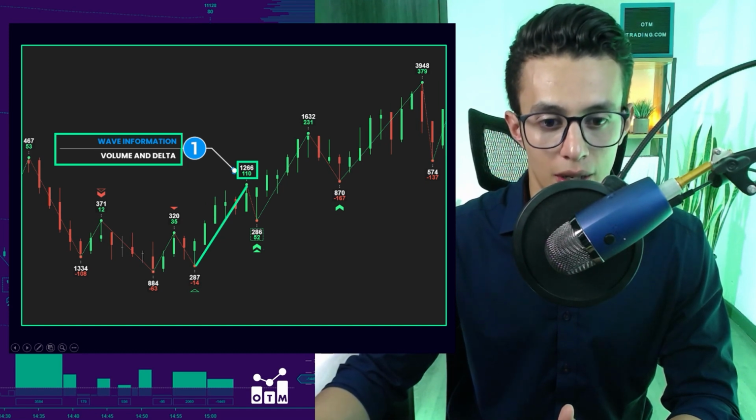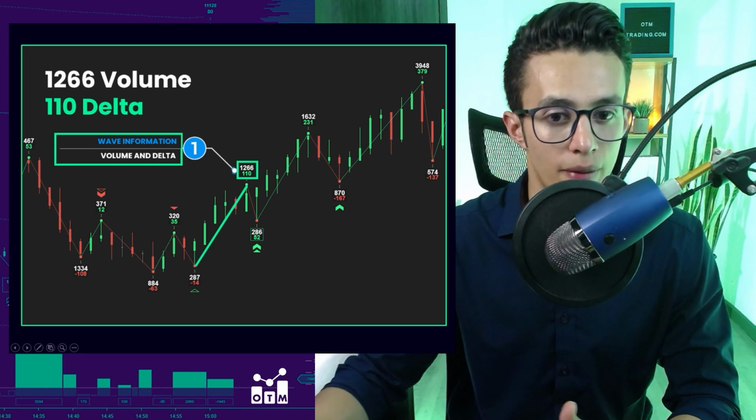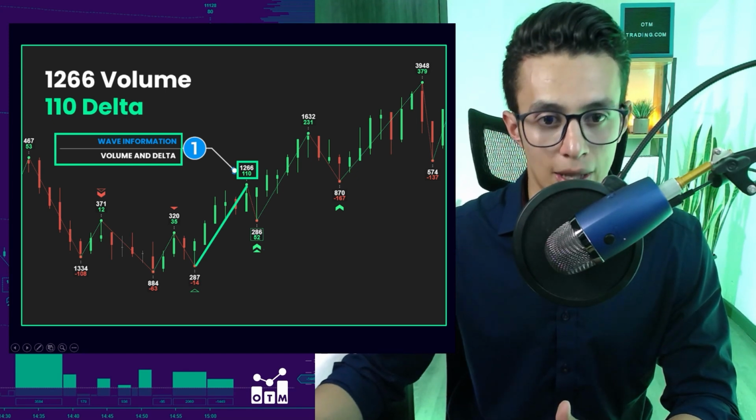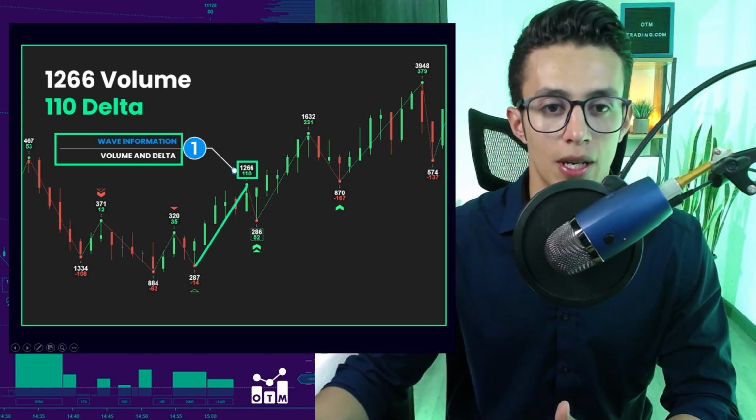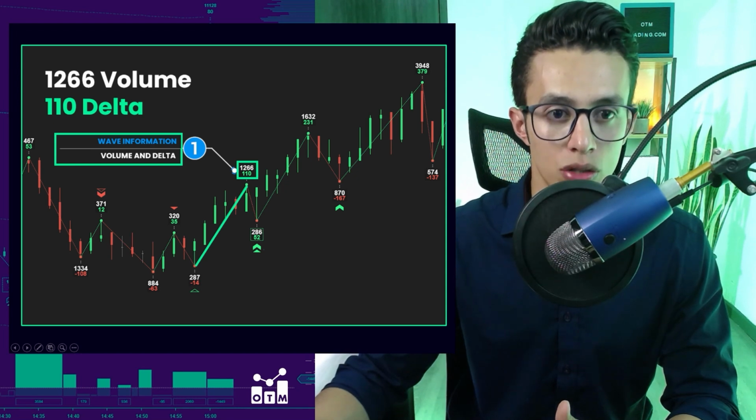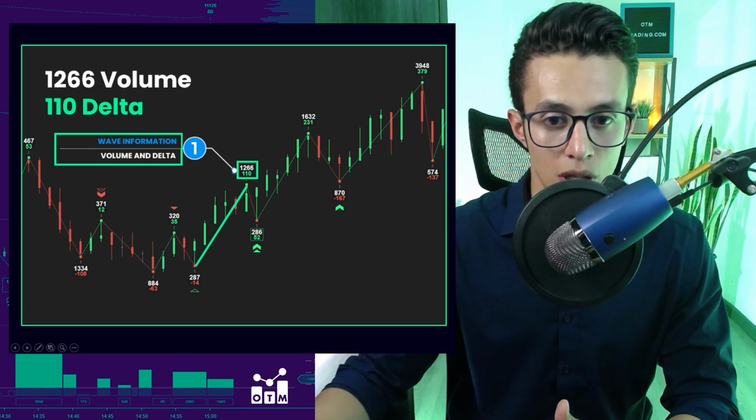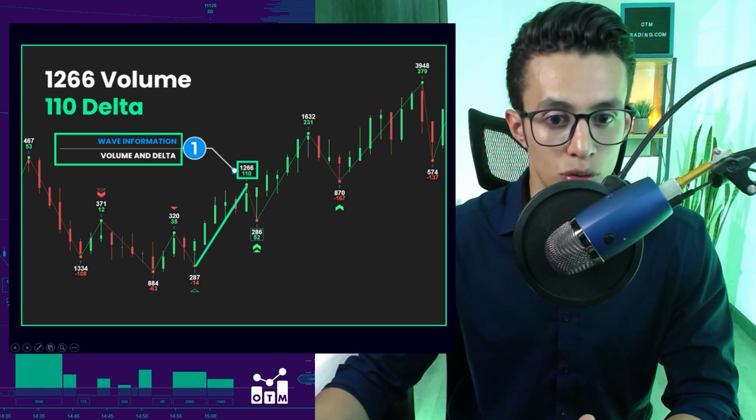In this case, we have two main data points, volume and delta. The volume is 1266 and the delta is 110. The value of 1266 is the sum of the candlesticks forming that wave, and the same goes for delta.